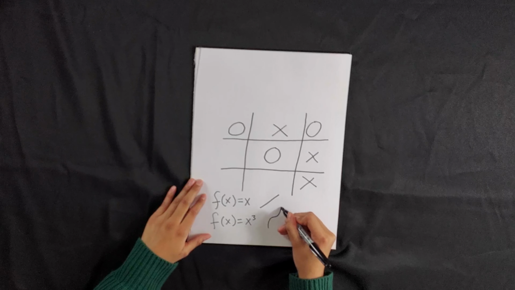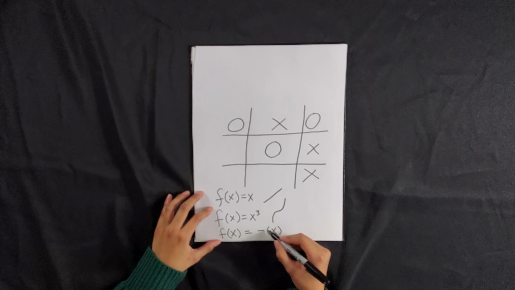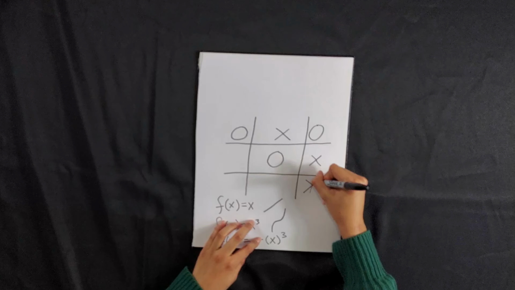Although this line is going in a positive direction, so we need to reverse it with a negative symbol. F of x equals negative x cubed, thus giving me victory.